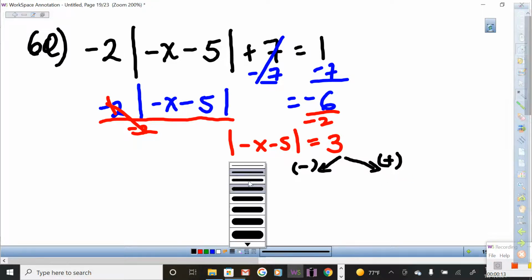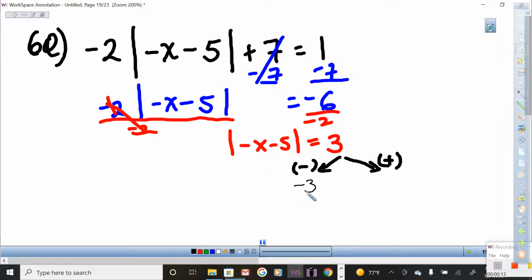What do you mean, Mr. Q? Yeah. The 3 becomes -3. We write it equals to whatever is inside the absolute value, negative x minus 5. And on this side, it's a positive 3 equal to, again, whatever is inside the absolute value.